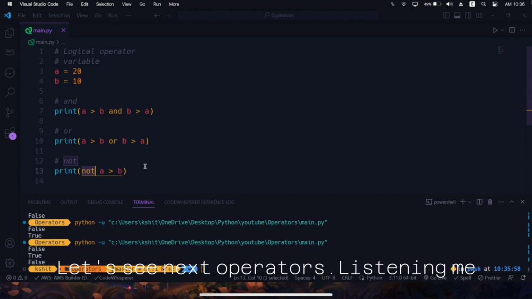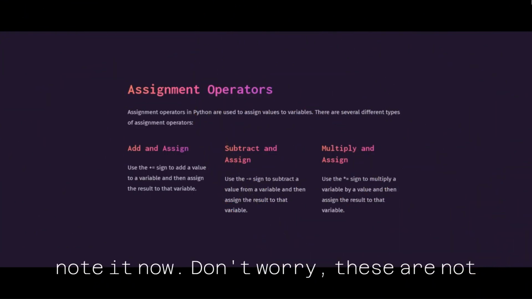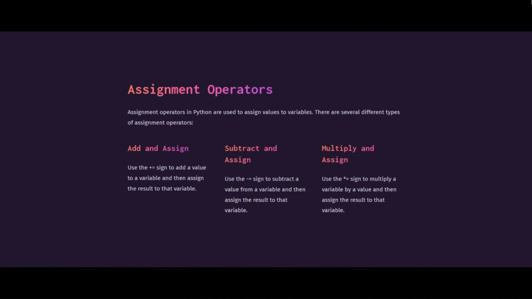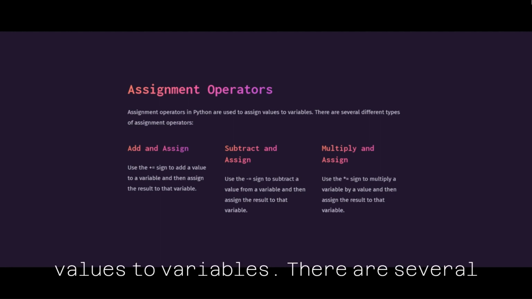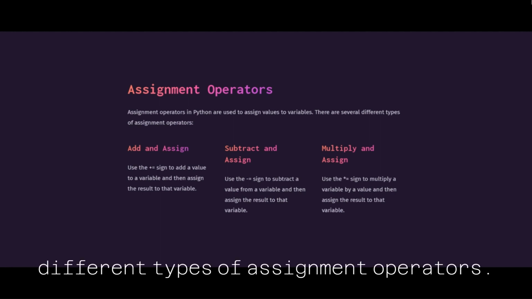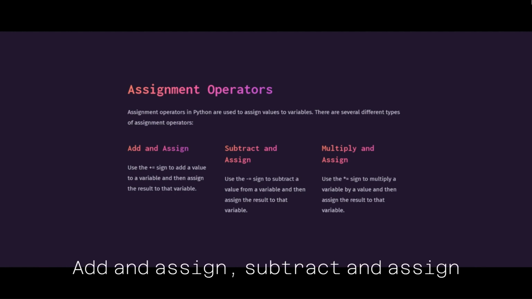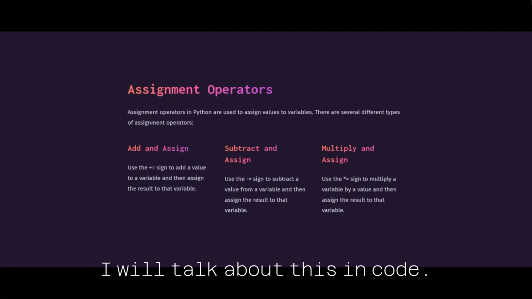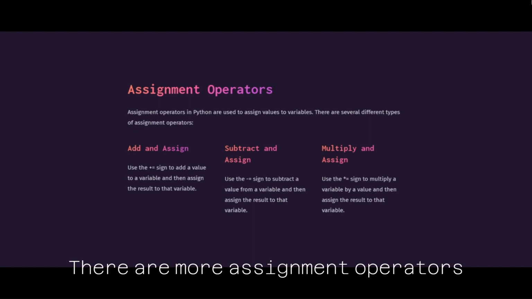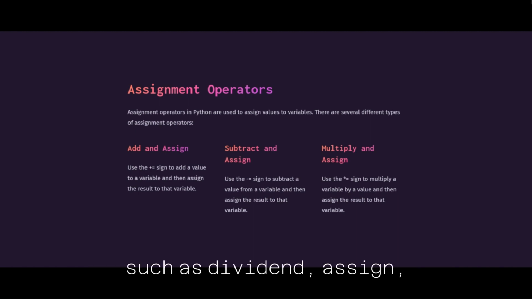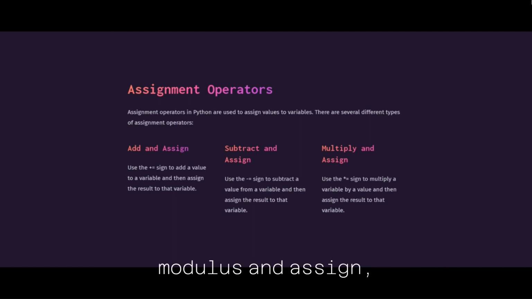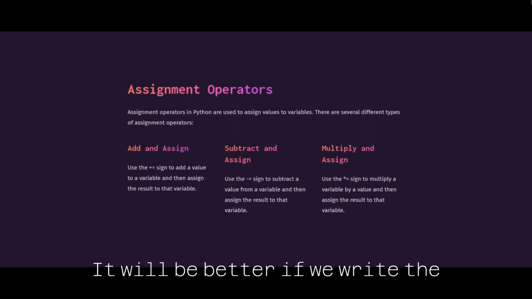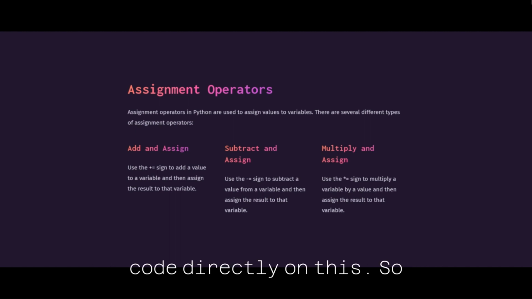Let's see the next operators: assignment operators. Now, don't worry, these are not assignments given by schools or colleges. Assignment operators in Python are used to assign values to variables. There are several different types of assignment operators: add and assign, subtract and assign, multiply and assign. I will talk about this in code. There are more assignment operators such as divide and assign, modulus and assign, exponentiation and assign. It will be better if we write the code directly on this.